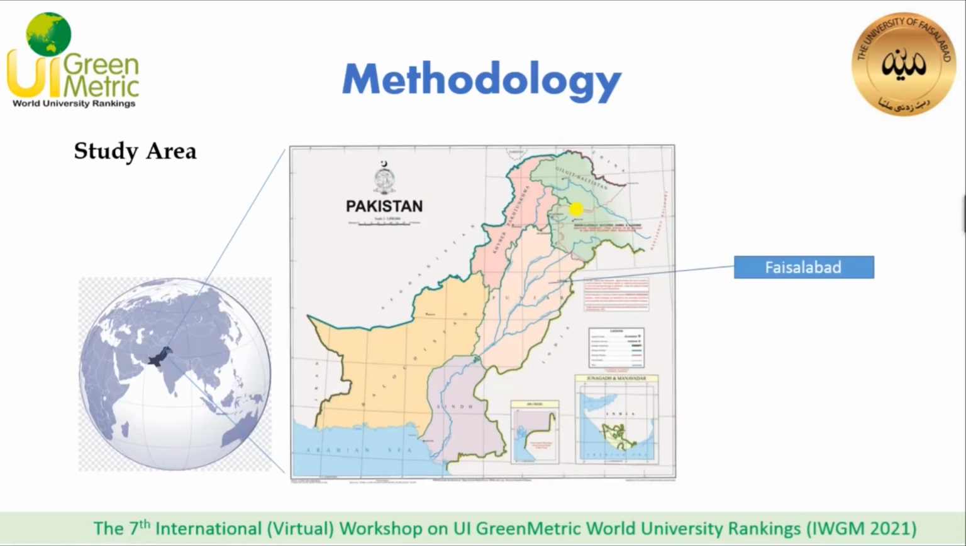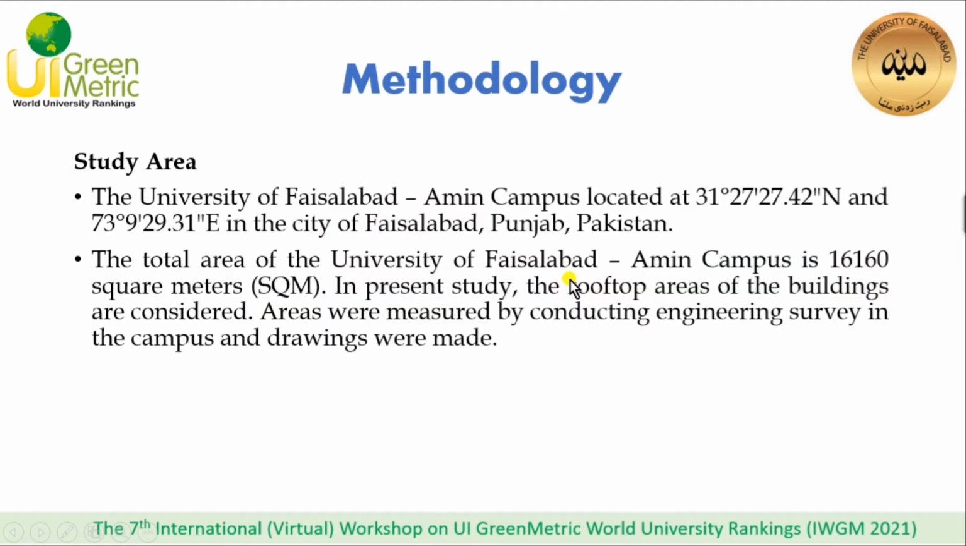As we can see in the map, the study area is located over here in Punjab. And these are the latitude and longitude of the location where this study is being done. The total area of the Amin campus of the University of Faisalabad is 16,160 square meters, and we have considered rooftop areas of the buildings in this study, and measurements are taken by conducting an engineering survey in the campus.